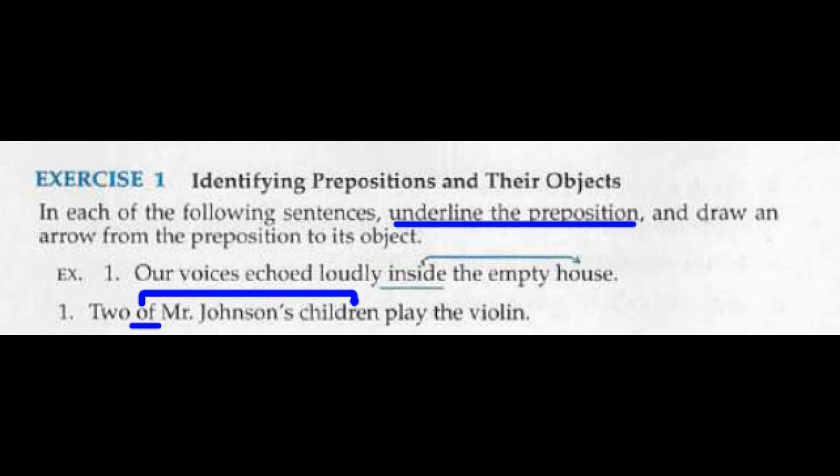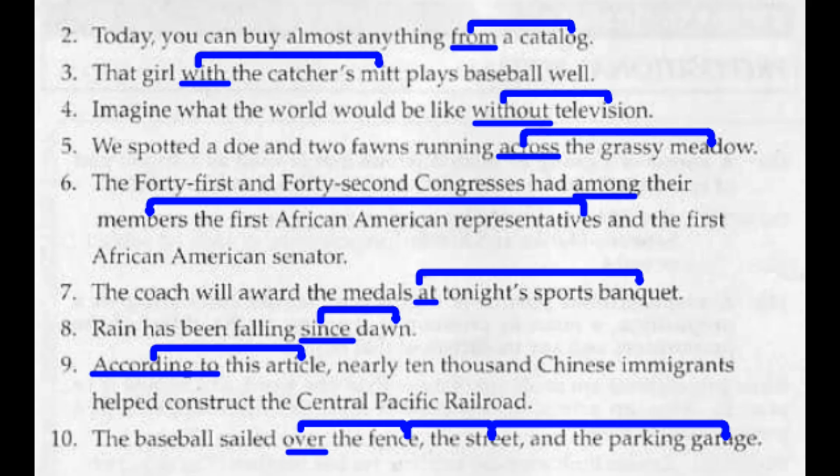Okay, on number 1, it should read, 2 of Mr. Johnson's children play the violin. Of Mr. Johnson's children is the prepositional phrase, of is the preposition, and children is the object of preposition. Mr. Johnson's is actually modifying whose children, which children. Now let's turn the page and check numbers 2, 3, 4, and 5.